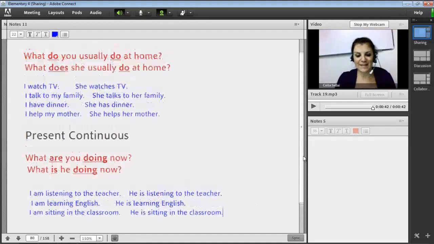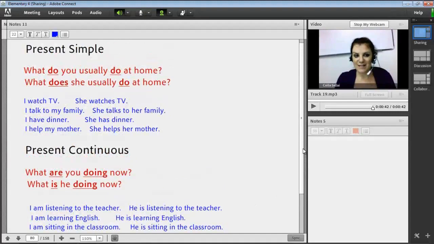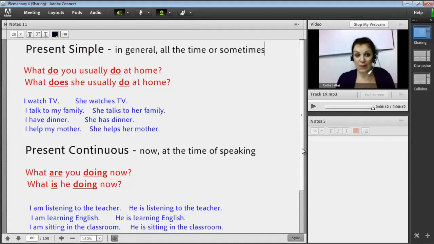All right then, so I'm sure this short revision helped you to see the main differences between the present simple and the present continuous. And now let's move on to the next exercise. So now I want you to open your notebook and copy all these example sentences, questions and example sentences in your notebook.